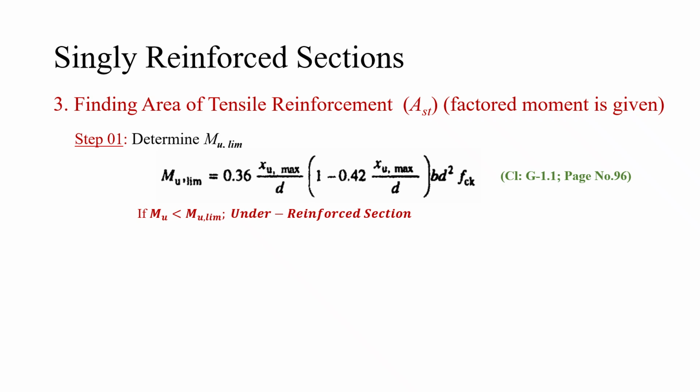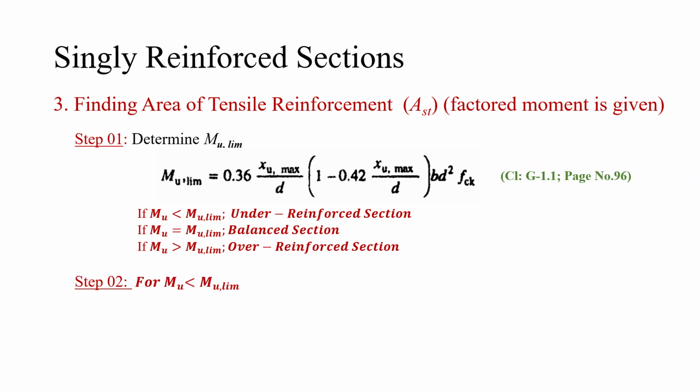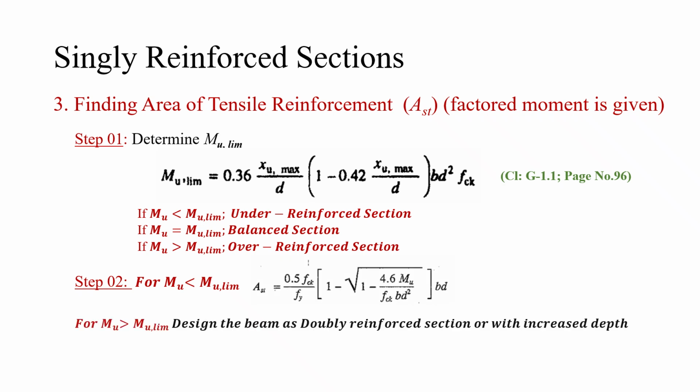If the factored moment they have given is less than this, then that is an under reinforced section. If it is equal to this, then that is a balanced section. If it is greater than Mu limit, that is an over reinforced section. If Mu is less than Mu limit, then this is the equation we need to use to find out the area of tensile reinforcement. If Mu is greater than Mu limit, then we need to design the beam as a doubly reinforced section, or increase the depth of the given section, or redesign with the increased depth. This is the third type of problem. And in addition to this, we need to find out the number of bars required.